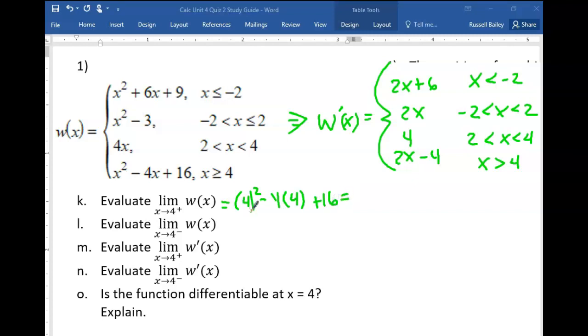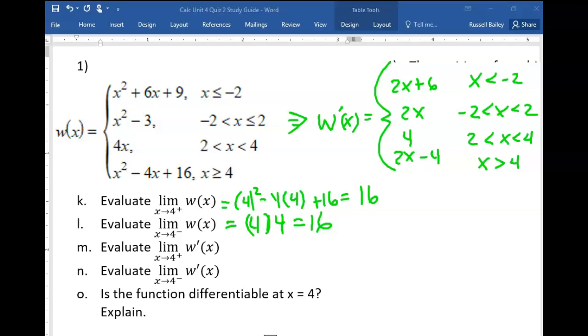Which would be 16 minus 16 plus 16, which is 16. Then we do the same thing from the left of 4, which would be this third piece down. That would also be 16. So far, the pieces connect. Now we're going to do the same thing with the derivative.